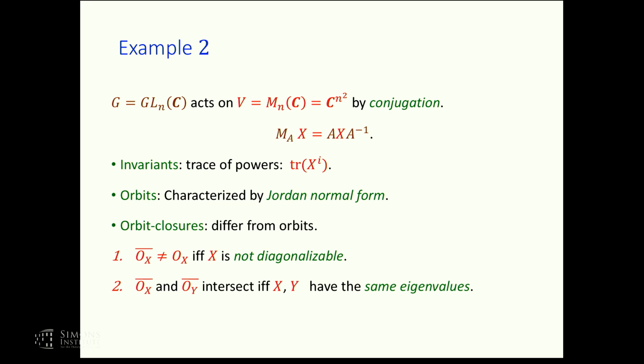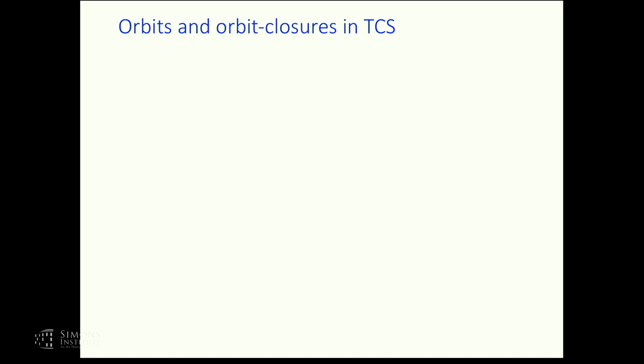And orbit closures here differ from orbits. We don't have to go into this, but it depends on whether the matrix is diagonalizable or not. But if you want to test whether two orbit closures intersect or not, what you have to test is whether they have the same eigenvalues. So eigenvalues are also invariant. You are familiar with them. They are not polynomial invariants, but they are determined by these polynomials. Okay, these things you've seen.